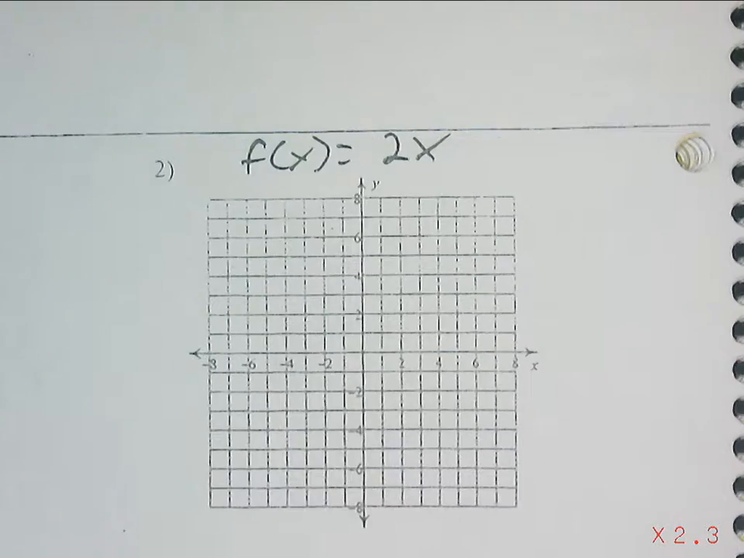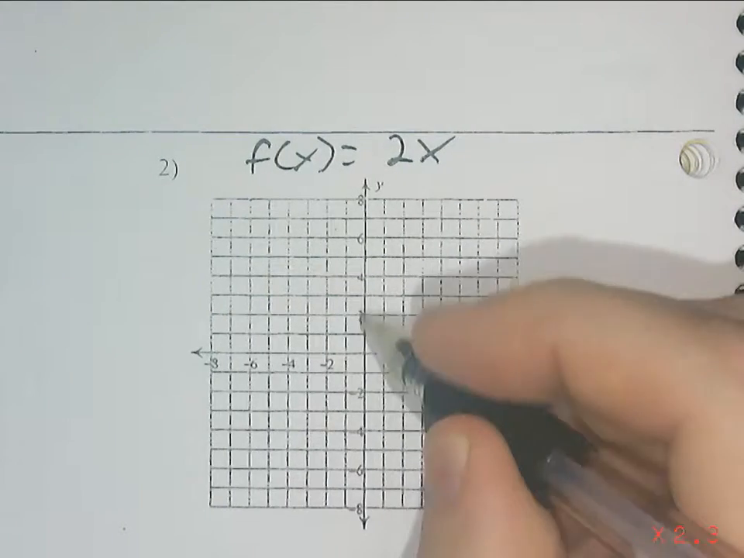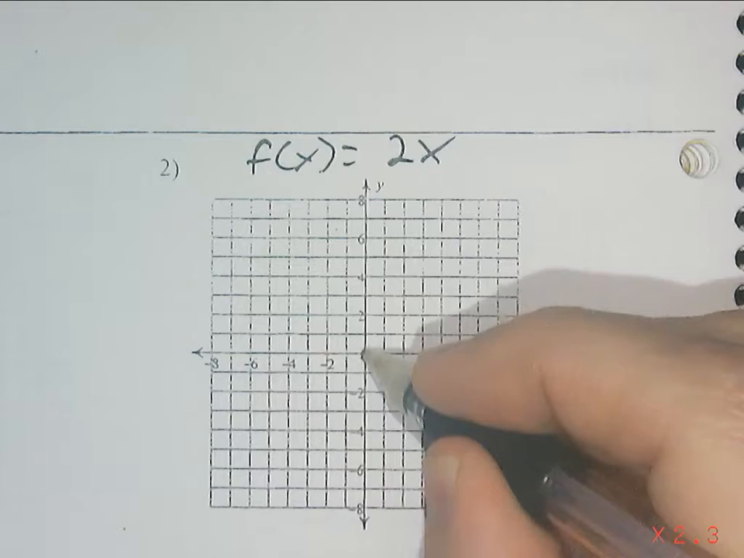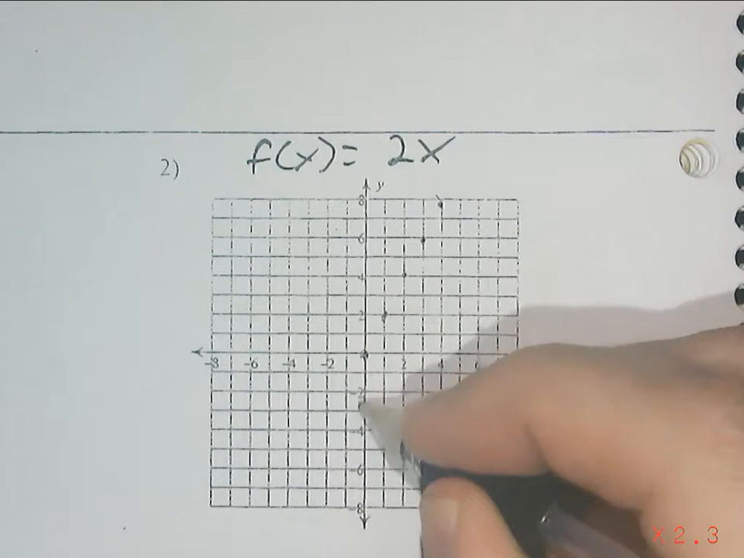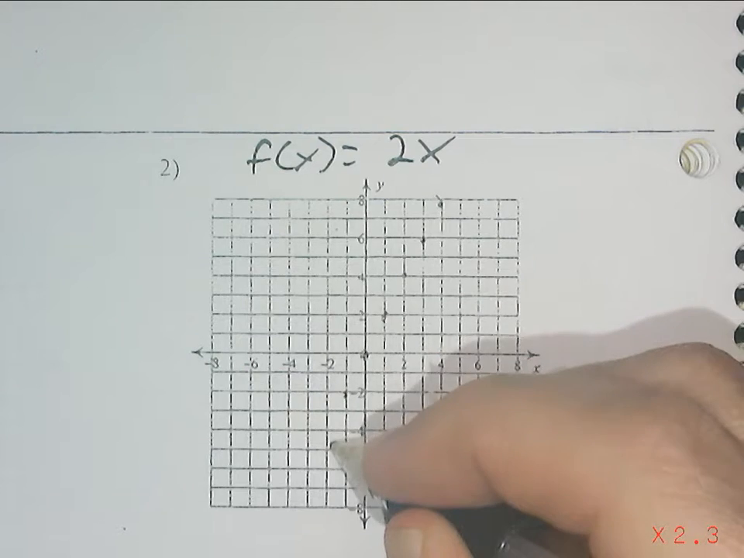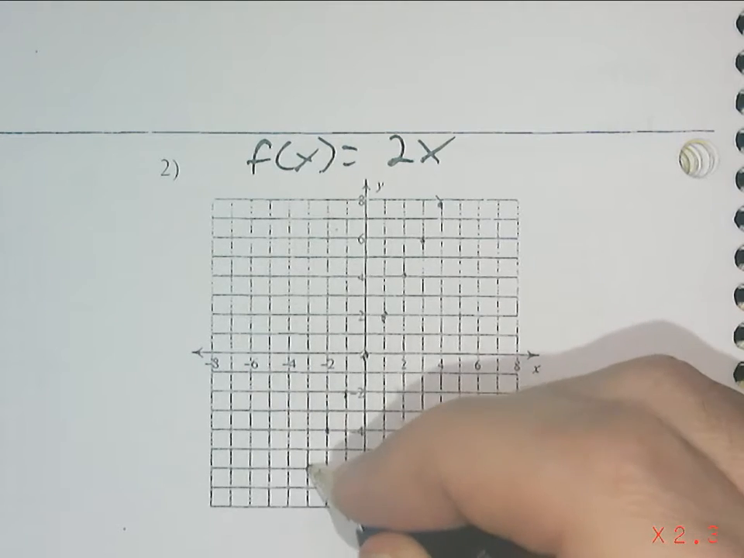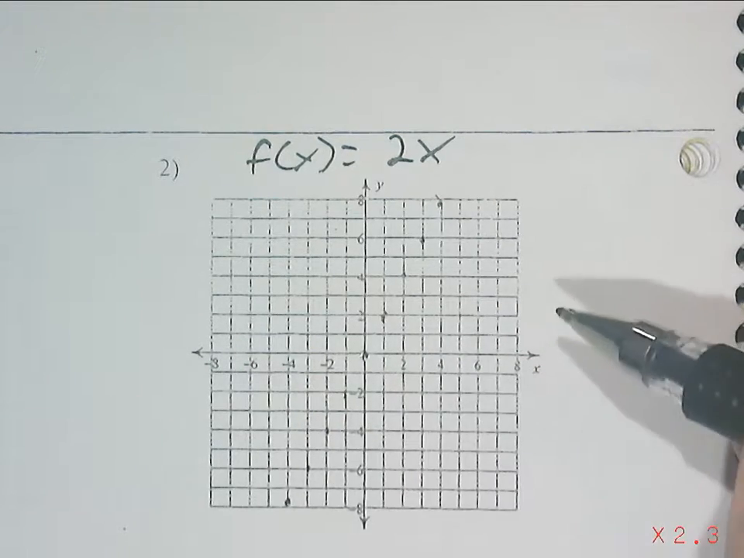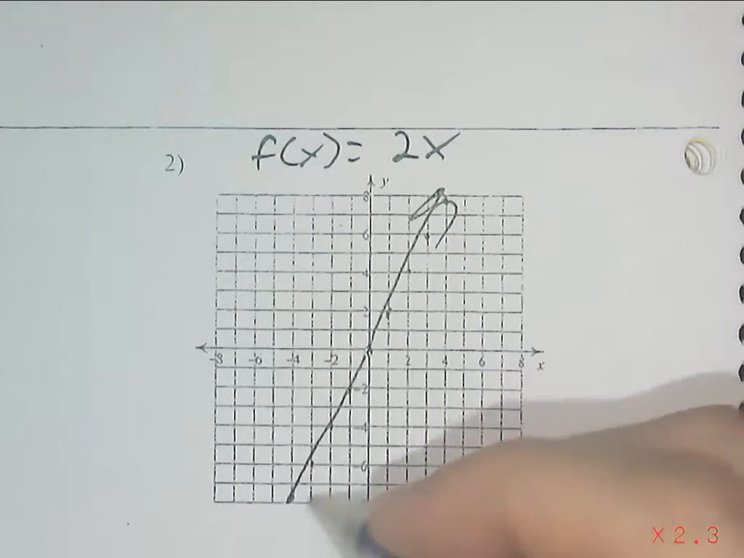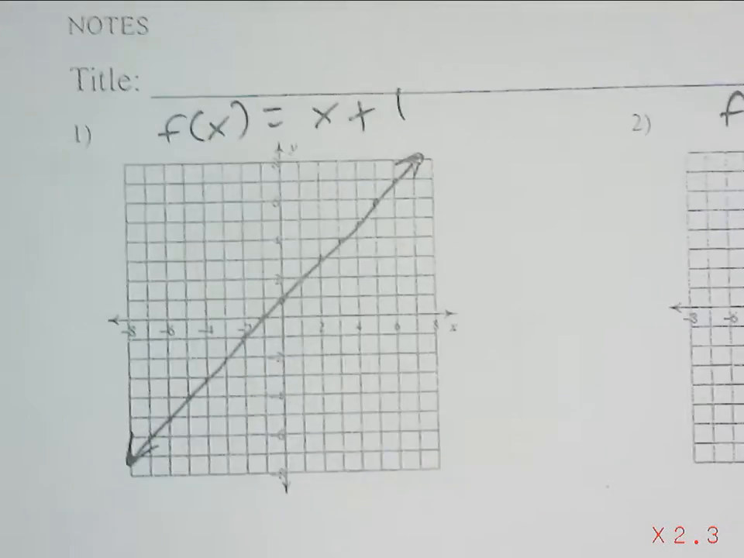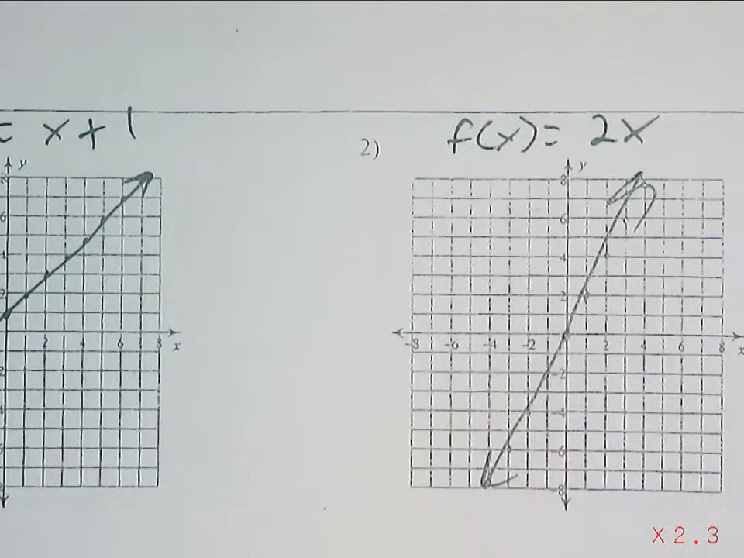Then for 2x, it doesn't have a y-intercept, so you start at 0, and this one's going to go up 2 over 1, or down 2, left 1. So that one's going to look something like that. Very similar lines. This one's just a little steeper than the other one.